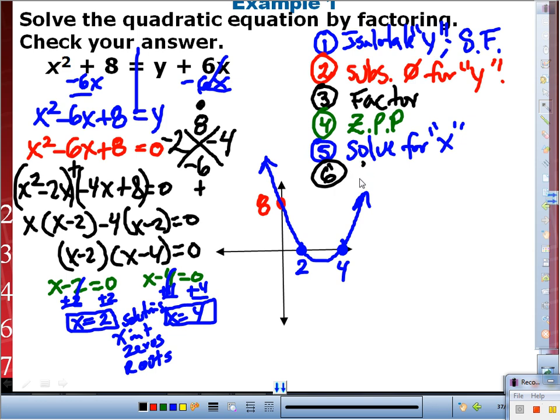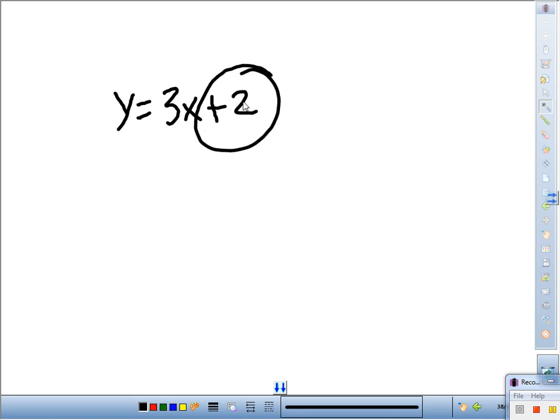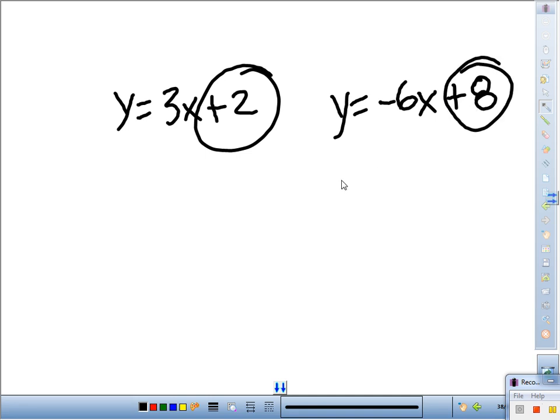Okay, so step 6 is graph. Before you copy it, though, pay attention, please. If I was to give you the equation, y equals 3x plus 2, tell your neighbor the y-intercept of that one. 2 is correct. What if I gave you the equation y equals negative 6x plus 8? What is the y-intercept for that one? 8. So specifically, why are these the y-intercepts?